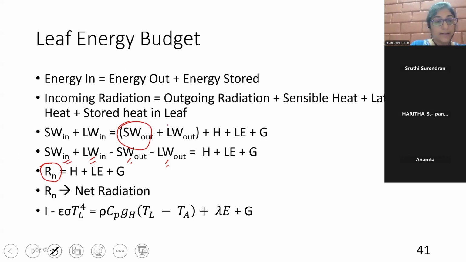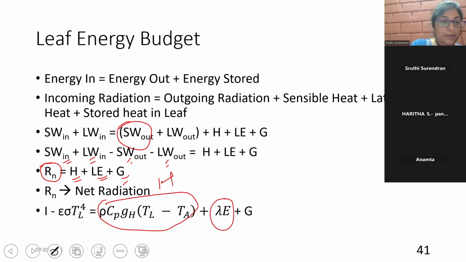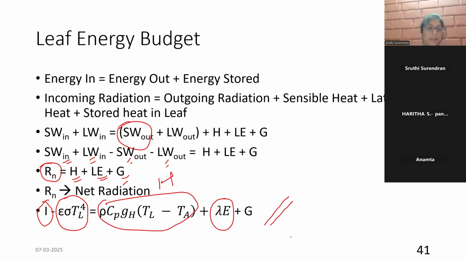So we can write that net radiation is equal to the sensible heat flux plus latent heat flux plus stored energy. Now we know the sensible heat flux is given by this equation. This is H. This is latent heat flux. We know the long wave radiation that is emitted out is given by the black body equation, and the incoming short wave radiation is I. So this is how you will compute the energy balance of a leaf.